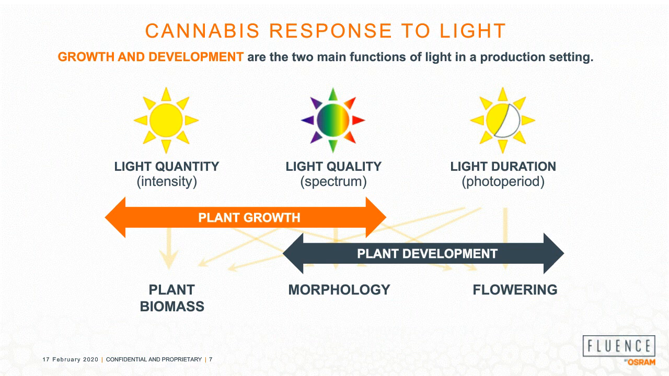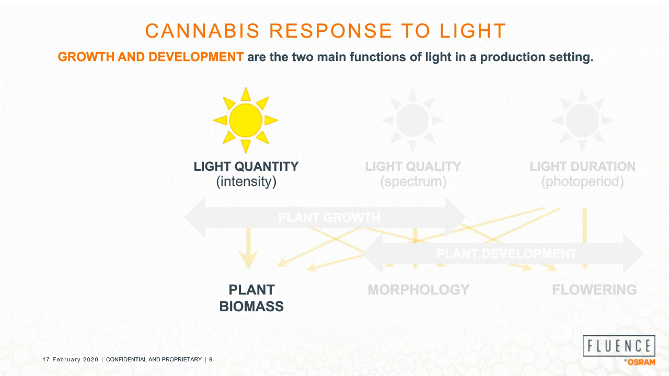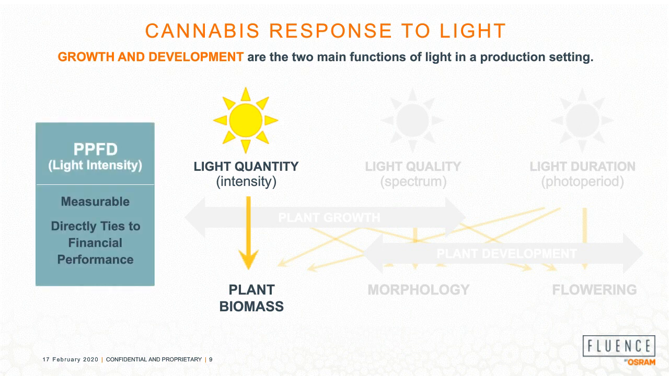The interaction between these three properties elicit both growth and plant development responses, such as plant biomass accumulation, morphology, as well as flowering. But the main thing that we need to focus on today, and what I really want growers to take home from this presentation, is light quantity or intensity, which equates to plant biomass. In other words, PPFD, our light intensity.